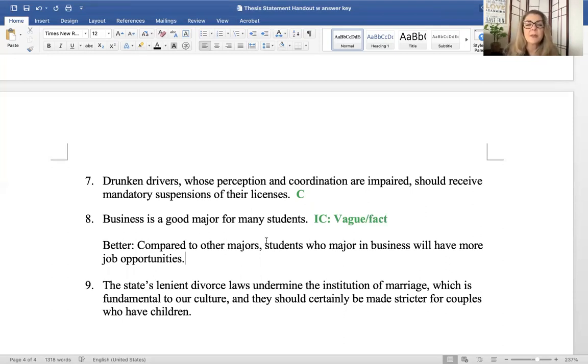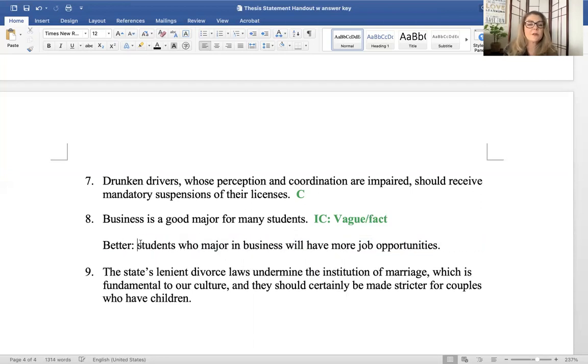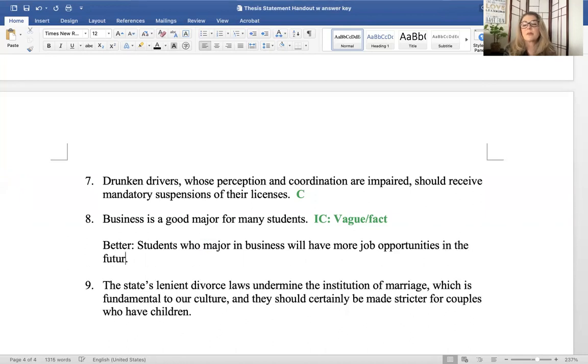Actually, you don't even need the compared to other majors. You could just say this. Actually, that's a little redundant. I'm going to edit my own idea here. Students who major in business will have more job opportunities, let's just say in the future. Okay, something like that. So there's more of a balance in the sentence. And that's a provable idea, an interesting and provable idea. The writer would have to show with examples and evidence why students who major in business have more job opportunities.